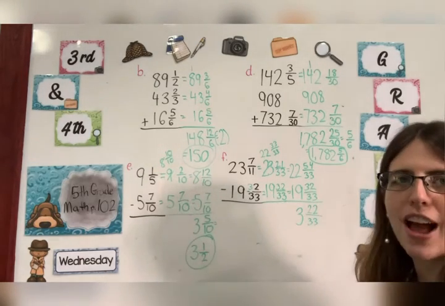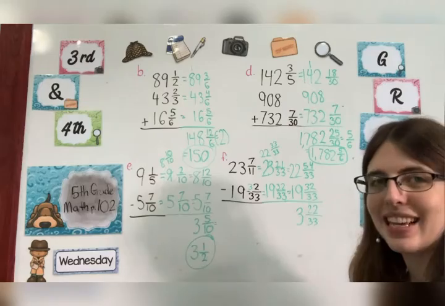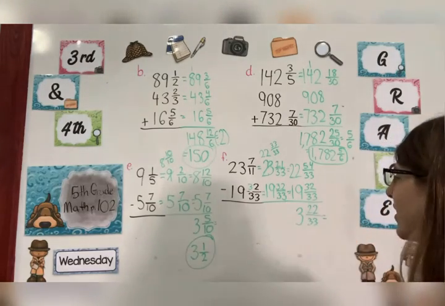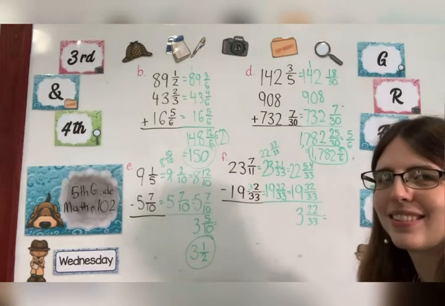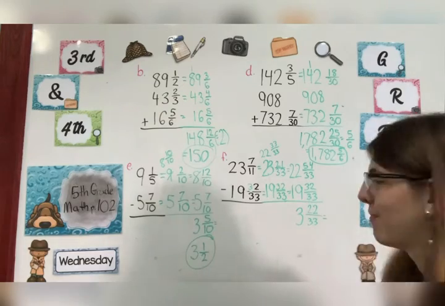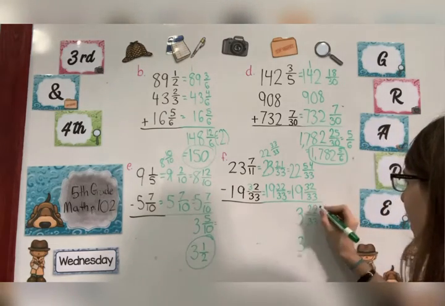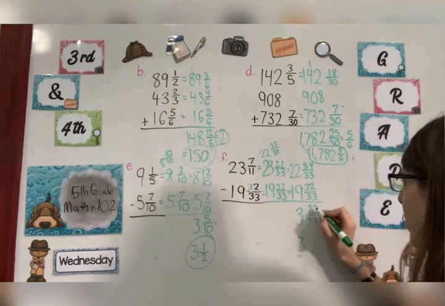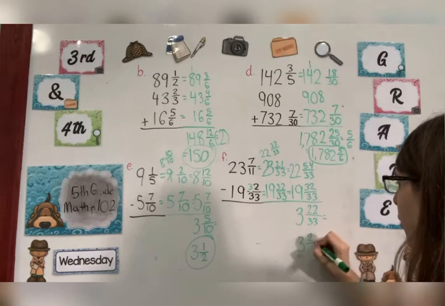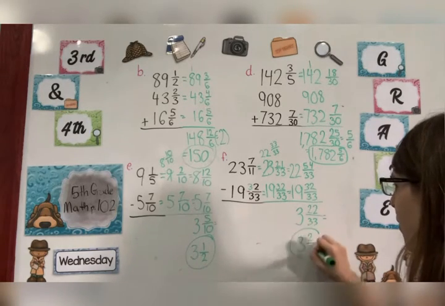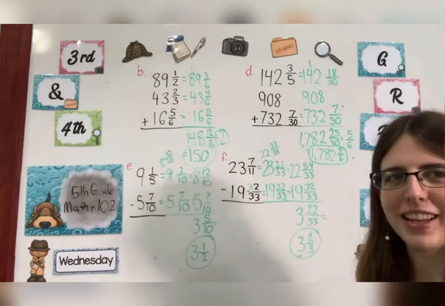Can I reduce my fraction? Yes, I can. Their greatest common factor is 11. So, my whole number doesn't change. 22 divided by 11 is 2. 33 divided by 11 is 3. And that's your final answer.